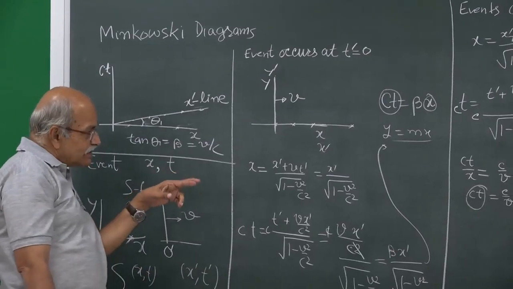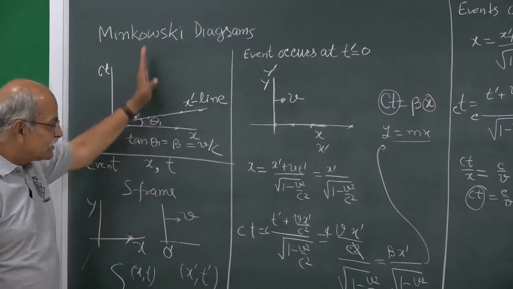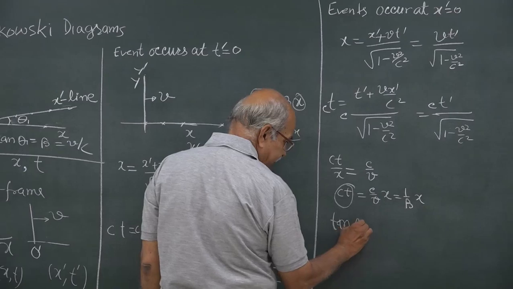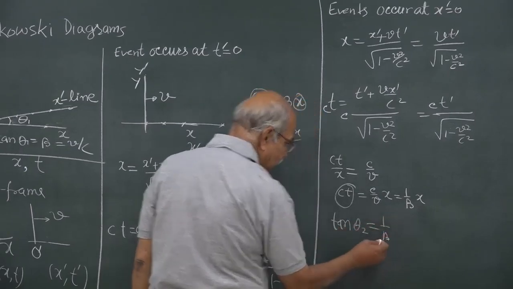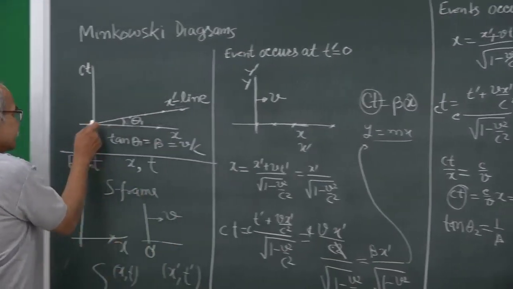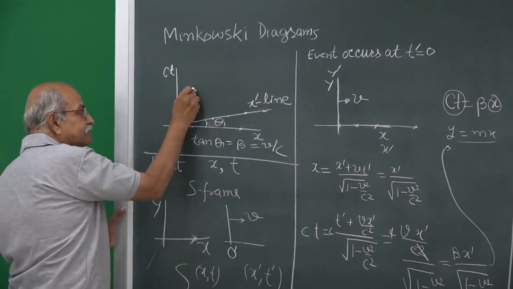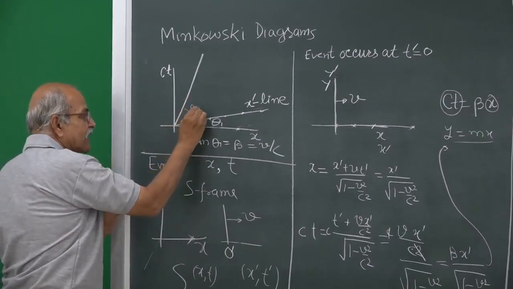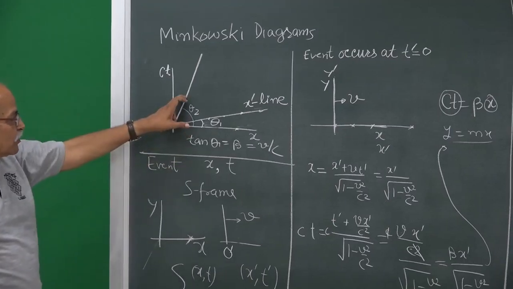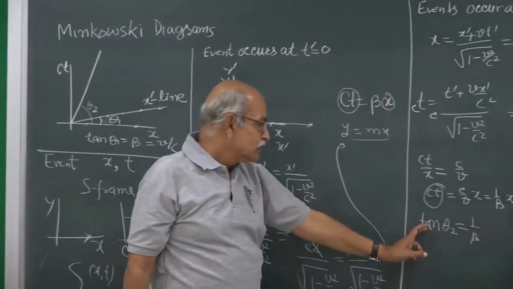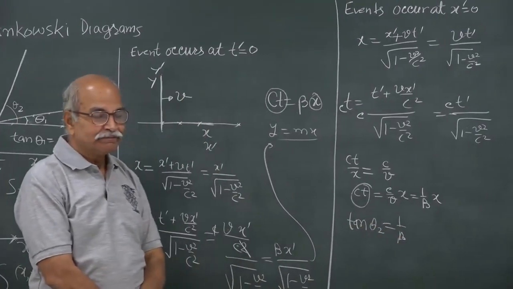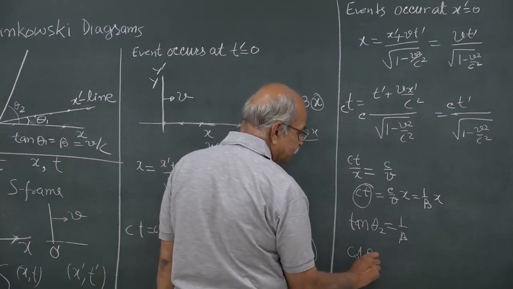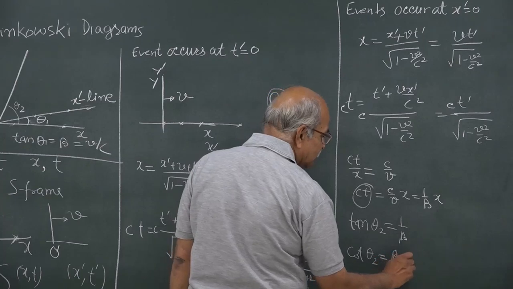Now, if the angle from the x axis is theta 2, what you will have is tan theta 2 is equal to 1 by beta, right. So, this is again a straight line, and if this angle is theta 2, then tan theta 2 is the slope of this line, and the slope of this line is 1 by beta. So, tan theta 2 is 1 by beta. What is cot theta 2? Cot of theta 2 is beta, which is tan of theta 1.